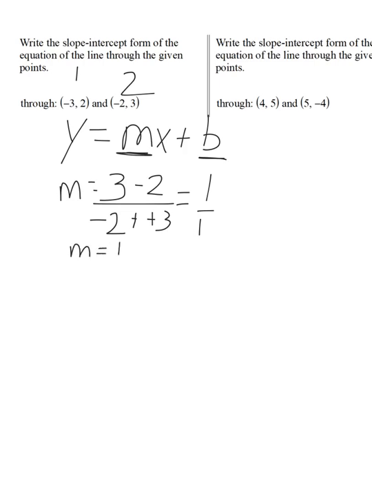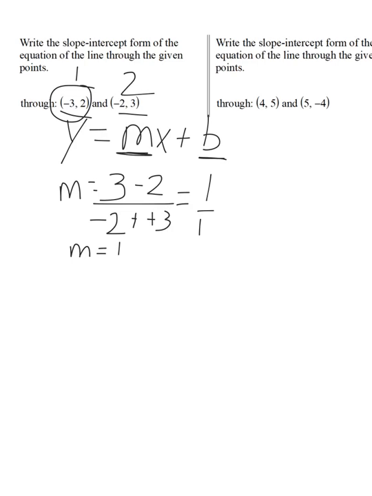I also happen to know 2 possible values for my y and x because I was given 2 ordered pairs. So since I know a y, I know a slope, and I know an x, I can use that information to find my y-intercept. I'm going to go ahead and choose the first ordered pair. Doesn't matter which one you choose, you just have to make a commitment. And I'm going to pull that y and x out of there.